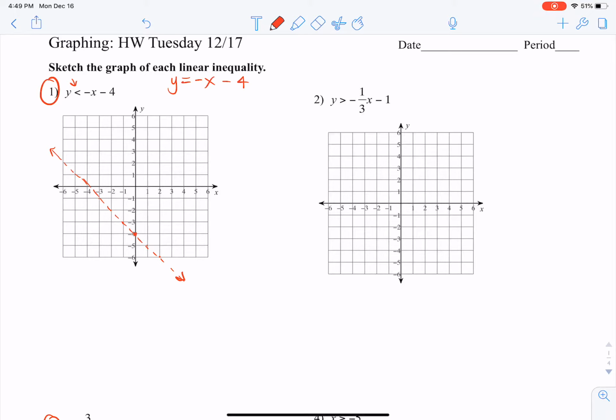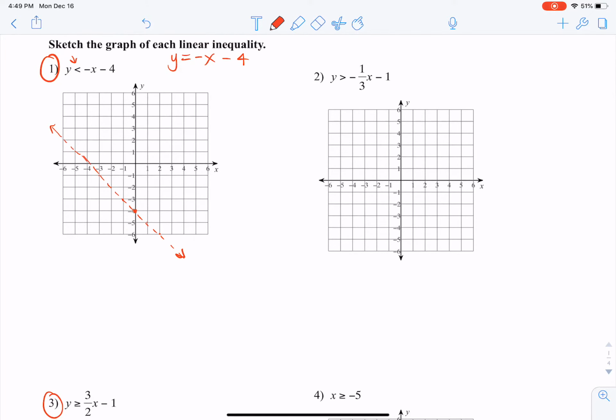And now I need to figure out where my y values are smaller than negative x minus 4. And so what we do is we use some test points. My rule of thumb is if the origin isn't on the line, then that is going to be the point that I pick. So 0 is less than negative 0 minus 4. So 0 is less than negative 4.